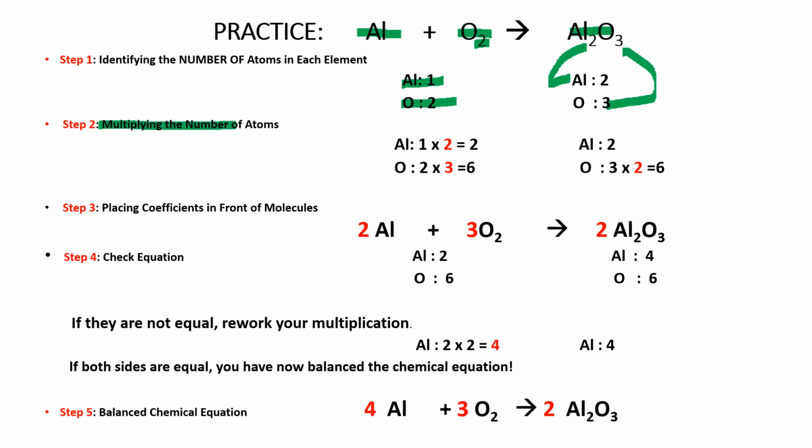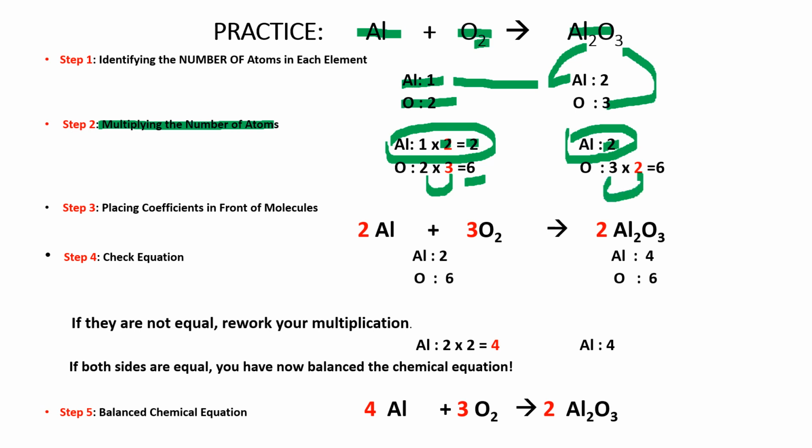Step 2, multiplying the number of atoms. To make aluminum equal, you have to multiply this by 2. 1 times 2 is 2. And now it is equal to 2 aluminum. So the aluminum on the reactant is equal to the aluminum on the product. What about oxygen on the reactant? Multiply the coefficient 3 by 2, it is equal to 6. What about on the product side? Coefficient 2 multiplied by subscript 3, now it is equal to 6.